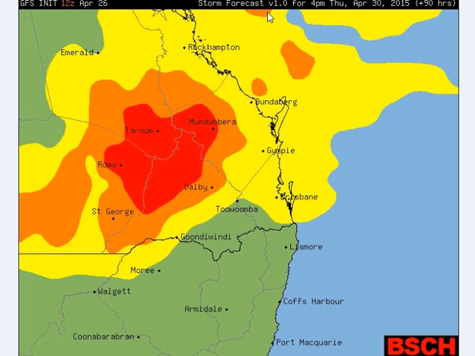Also, on Thursday afternoon, there could be some severe thunderstorms across southern inland Queensland. You can see the red shaded areas there.